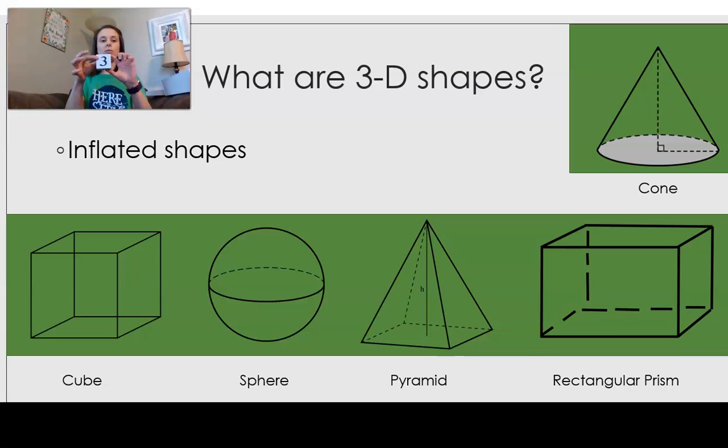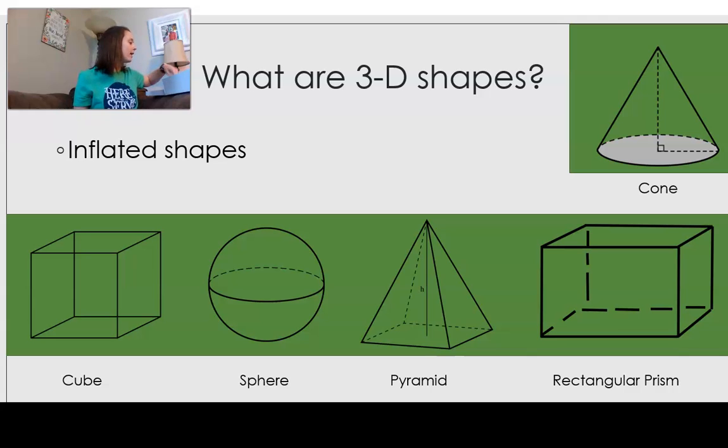Next, I have a cube. So the cube is like our square, but it's inflated. It's puffed up. It has dimension. See how there's width? It doesn't matter how I hold this cube, there's width to it. There's dimension to it. And so it's made up of squares all the way around that are put together to make the cube. So it basically has 6 squares that are put together, that's inflated, and makes this cube shape.